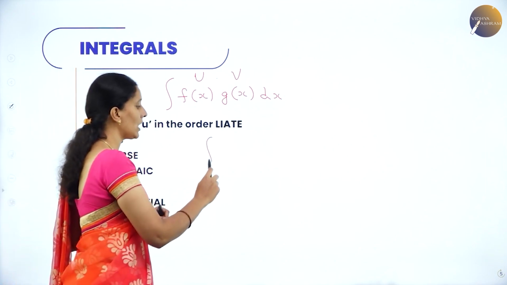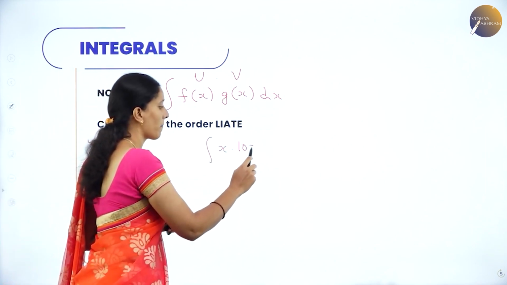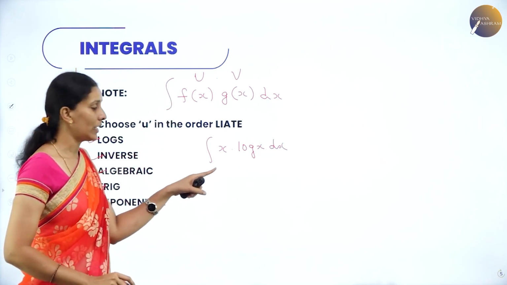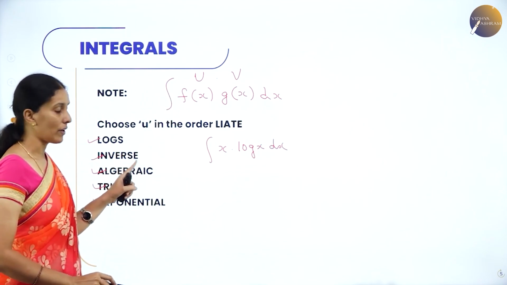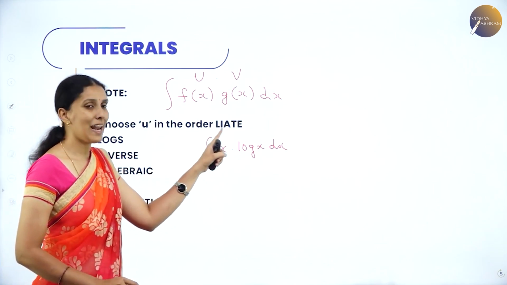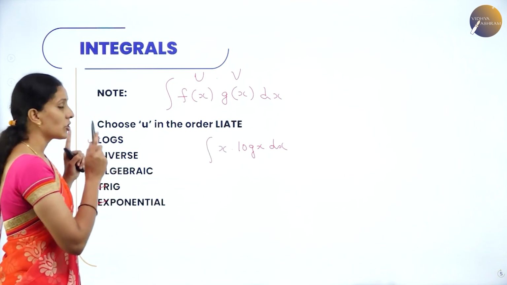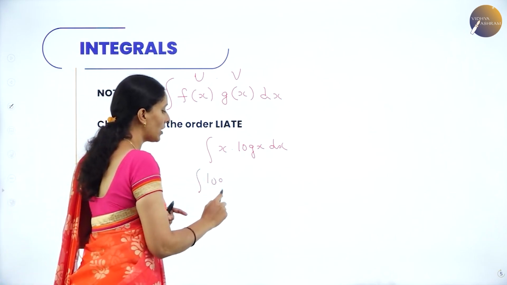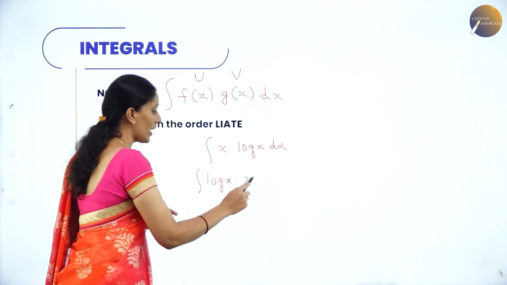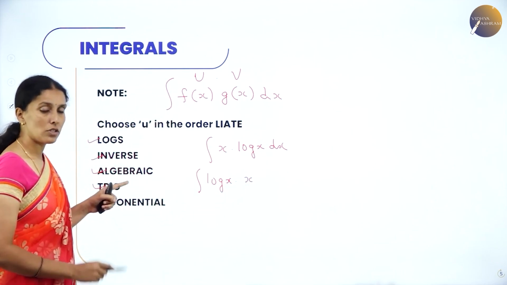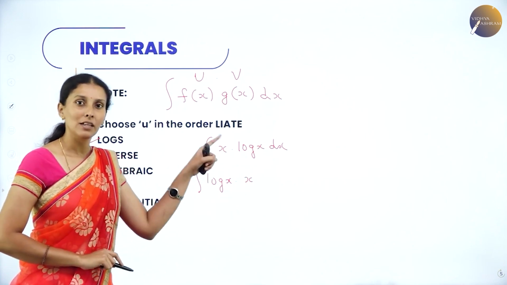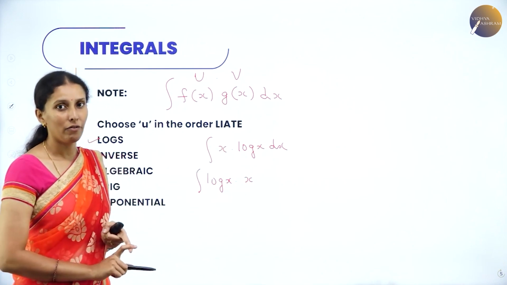Suppose you have the integral of x log x into dx. Now you have to apply integration by parts. How to choose the first function? According to the rule LIATE, the log function has to be taken as the first function. So you write it in the form log x into x. x is an algebraic function, so you take it later. Now apply integration by parts, and you will get the integral value.